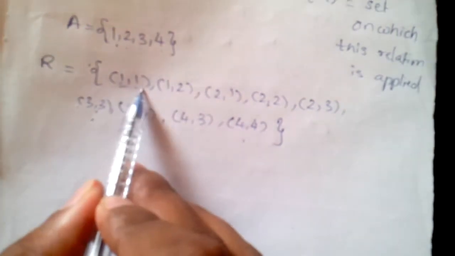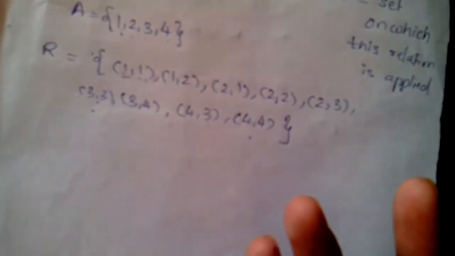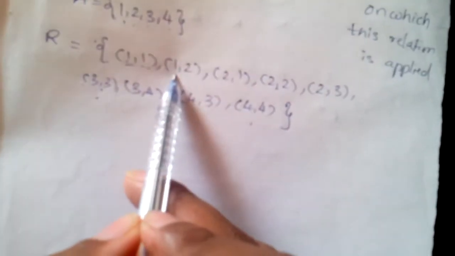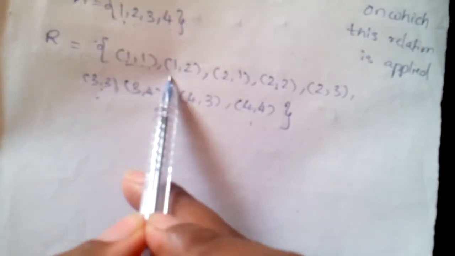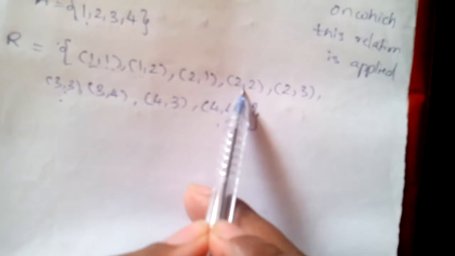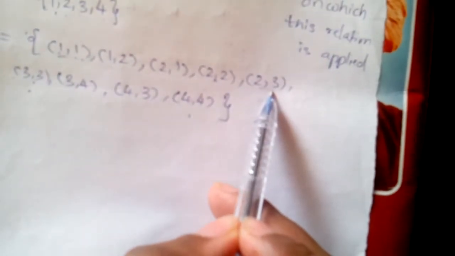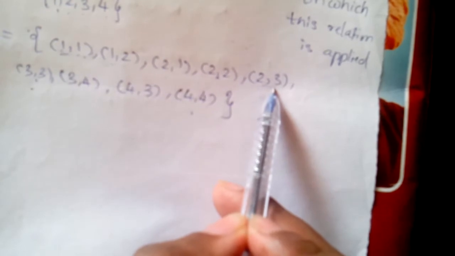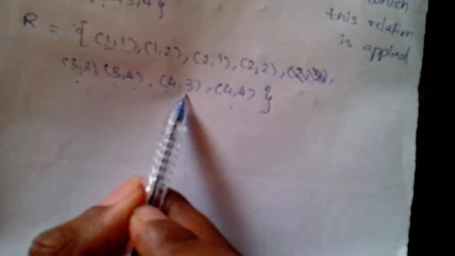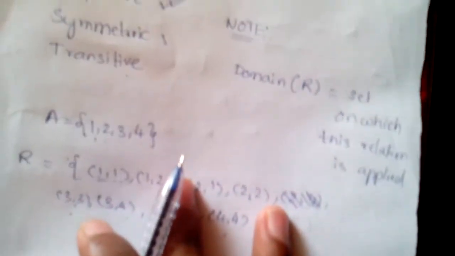Next, check for symmetric. So if we have (1,1), if we flip the positions of x and y, we get the same (1,1), and it's there. If we have (1,2), if we exchange the positions, we get (2,1), and we have (2,1) here. (2,2), if we exchange x and y, we get the same. (2,3). Sorry, there is no (3,2) here. So (3,4) and (4,3), and (4,4). So this is the thing. It satisfies the symmetric property.